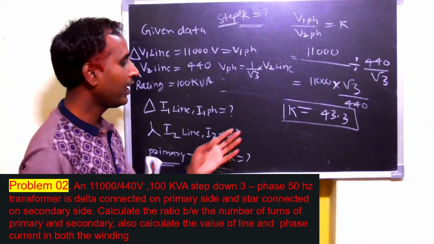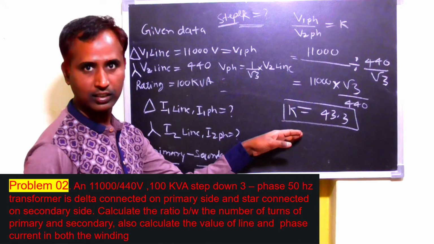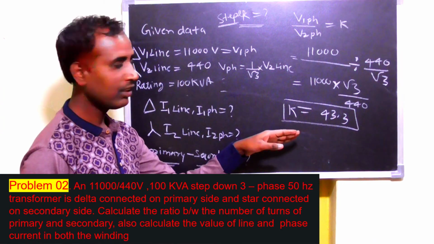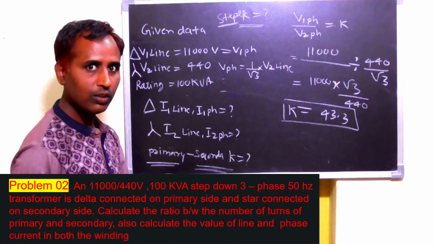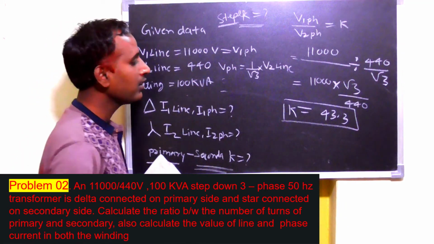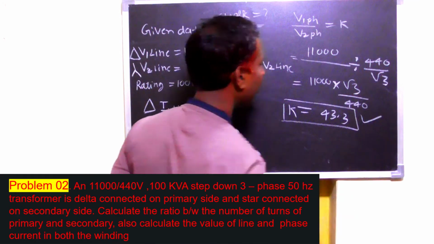Okay friends, it is greater than 1. Okay, K is greater than 1. But it is a step down transformer. Okay, how is it possible? Okay, you will decide.